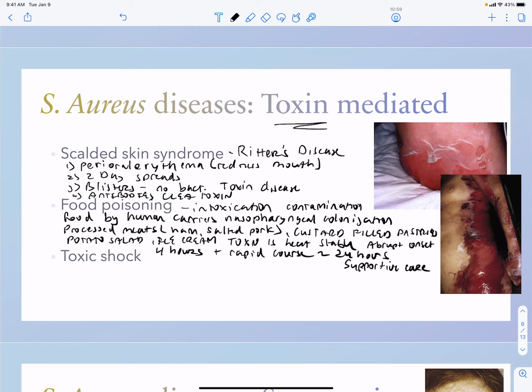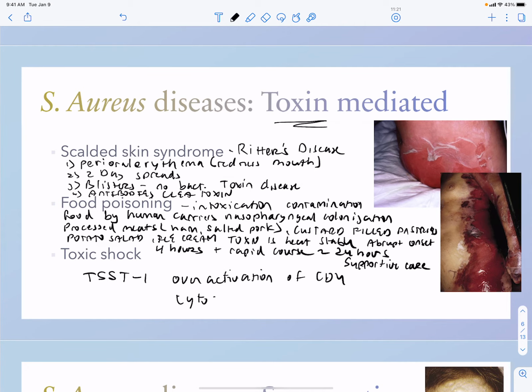The other one is toxic shock syndrome. The toxic shock syndrome toxin 1 of Staph aureus is going to cause this, and this is going to cause overactivation of CD4 cells, cytokine storm, and organ failure, etc.